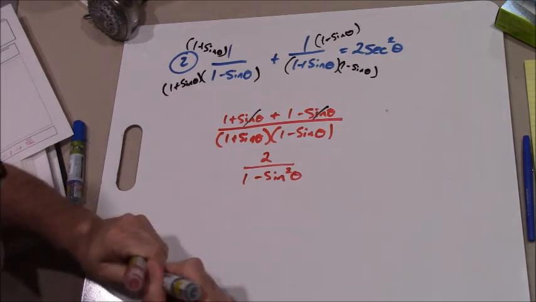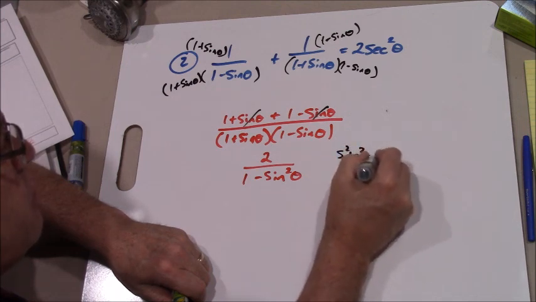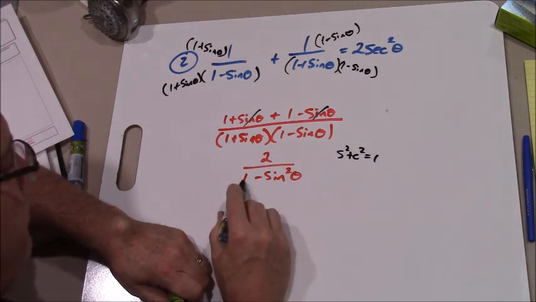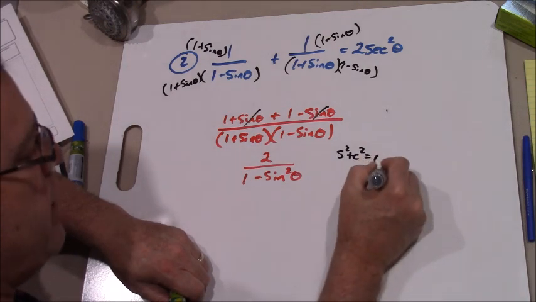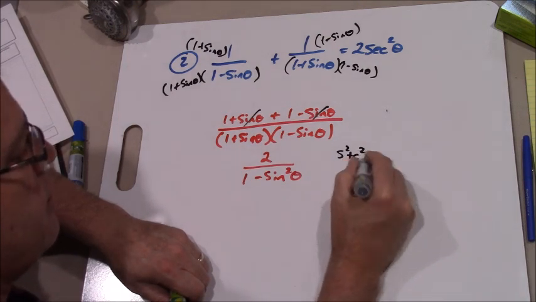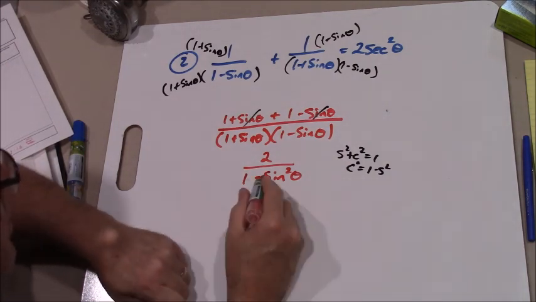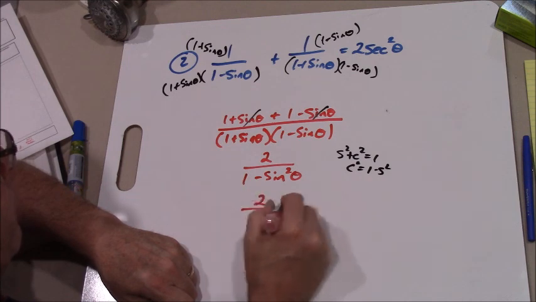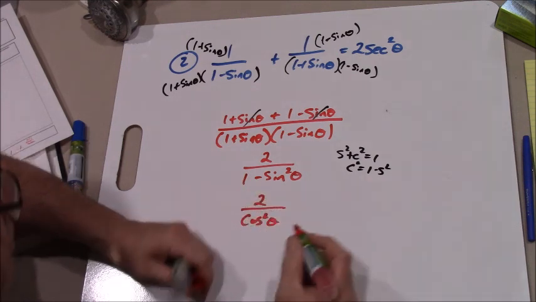So I'm going to do my little chicken scratch thing. Sine squared plus cosine squared equals 1. I want 1 minus a sine, so I'll move this sine over here and subtract it. And so that should be equal to a cosine squared in the denominator. So now I have 2 over cosine squared theta.